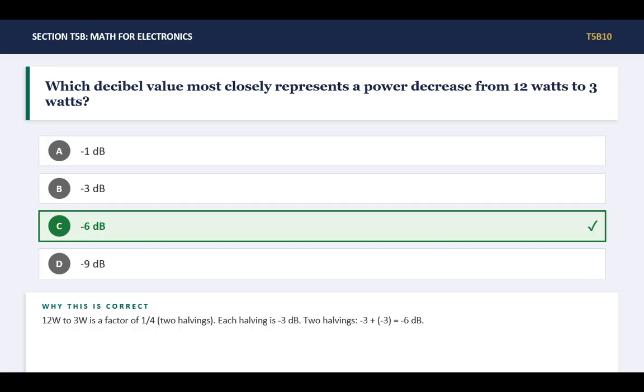Which decibel value most closely represents a power decrease from 12 watts to 3 watts? C. Minus 6 dB. 12 watts to 3 watts is a factor of 1/4, or 2 halvings. Each halving is minus 3 dB. 2 halvings is minus 3 plus minus 3 equals minus 6 dB.